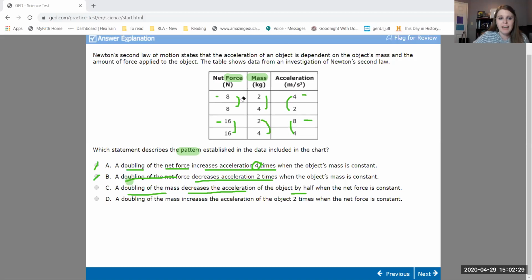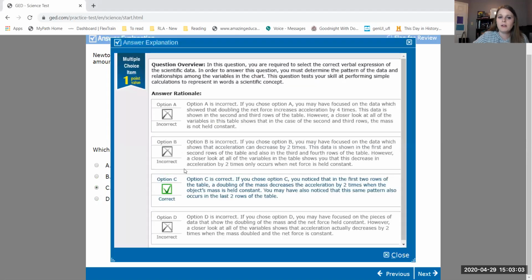All right, but let's take a look at D before we set our answer for sure. Letter D says a doubling of mass increases the acceleration of an object 2 times. So doubling of mass, that's 2 to 4, increases acceleration. Well, that's decreasing acceleration. It cannot be D. Therefore, I think the answer is C. So let's take a look. And we are correct, it is C.